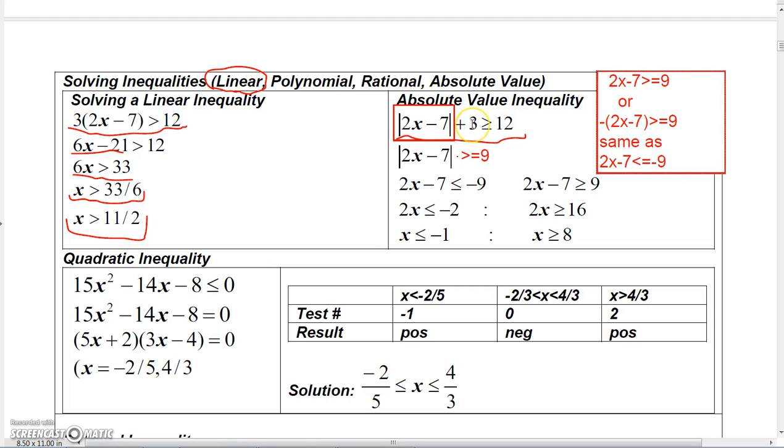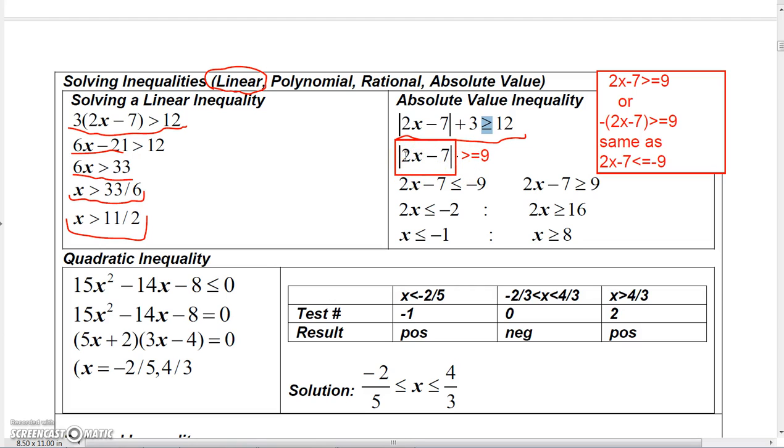So the first thing you'd have to do is subtract 3 from both sides. And then once you do that, you get the absolute value is greater than or equal to 9. I had to use a different notation, but this greater than or equal to is just the same as this right here. So anyway, the absolute value of 2x minus 7 would then be greater than or equal to 9. Now, that's actually going to give you 2 sets of answers, and let me show you why.